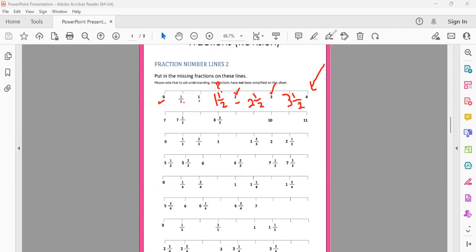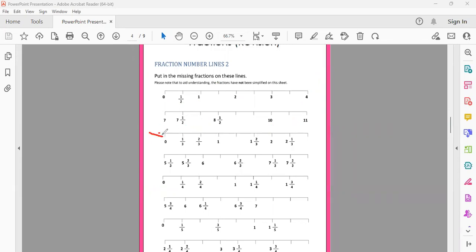Let's clear this now. Now look at this. It continues here. 7, 7.5. Of course, I think you know what goes here. It's 8, 8.5, 9, 9.5, 10, 10.5. Got it? Let's clear this.